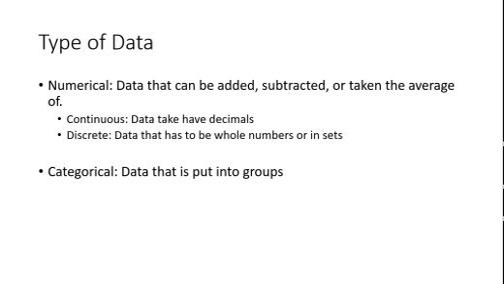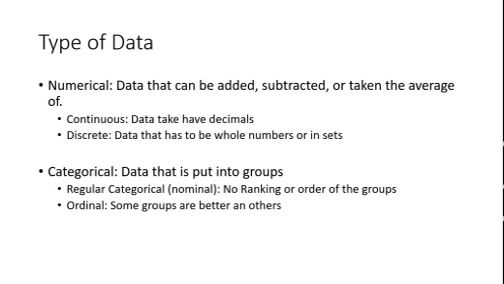Categorical, again, is data that can be put into groups that are usually not numbers, but they can be, like grade level. Regular categorical, or nominal, means that there's no ranking in the order of the groups. So if I ask, what's your dread level, between 1 and 5, there's no real ranking of it.